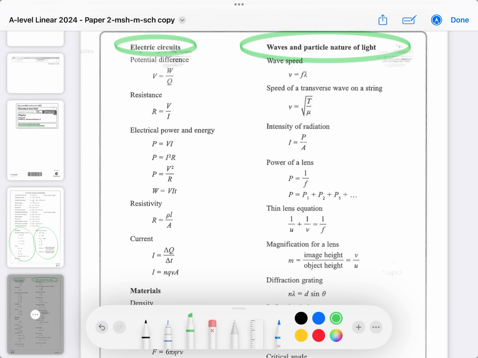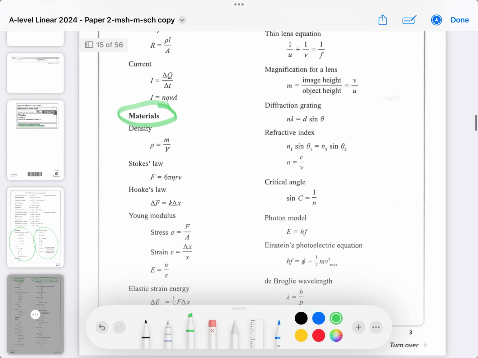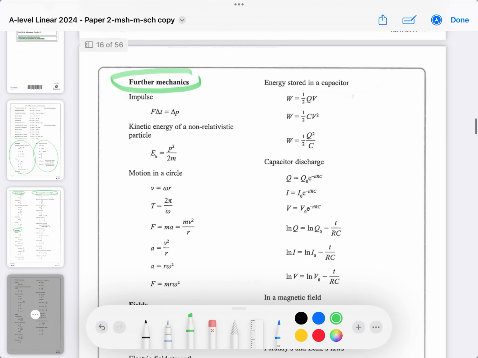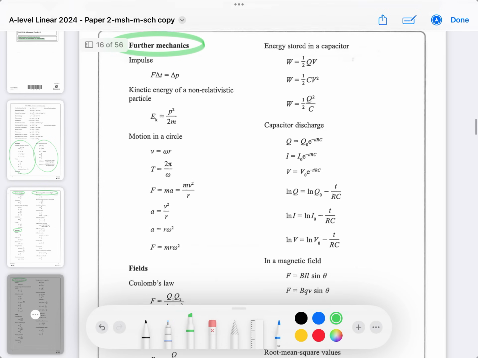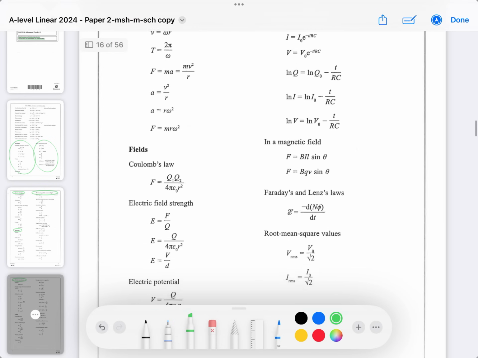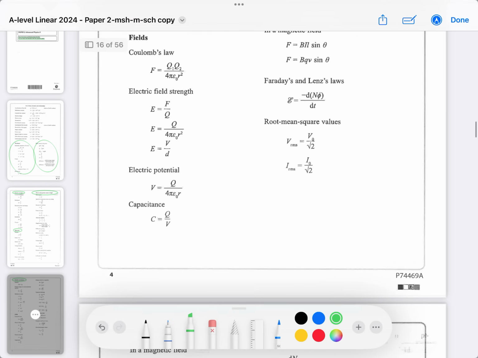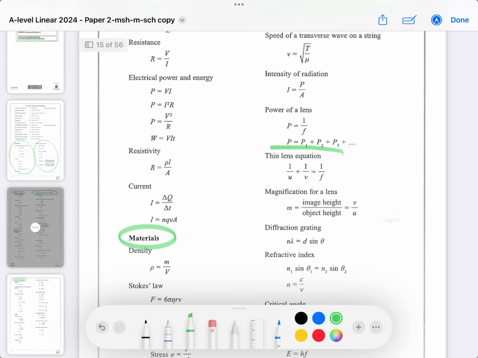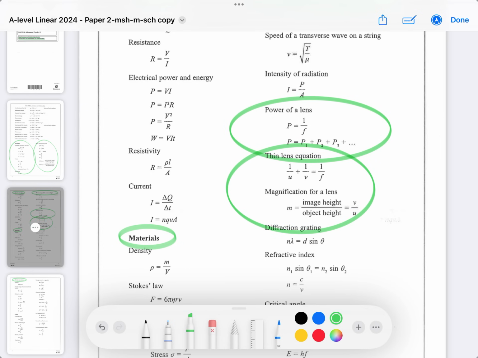So all these equations, you can look down. Then you've got the materials section, again from Unit 1 of the IAL. Then you've got further mechanics, which is Unit 5 of IAL. All the capacitor equations. I just want to see, there's one thing in this. And this, lenses, is not in the IAL. So it's only in the linear. That's the only difference in content.